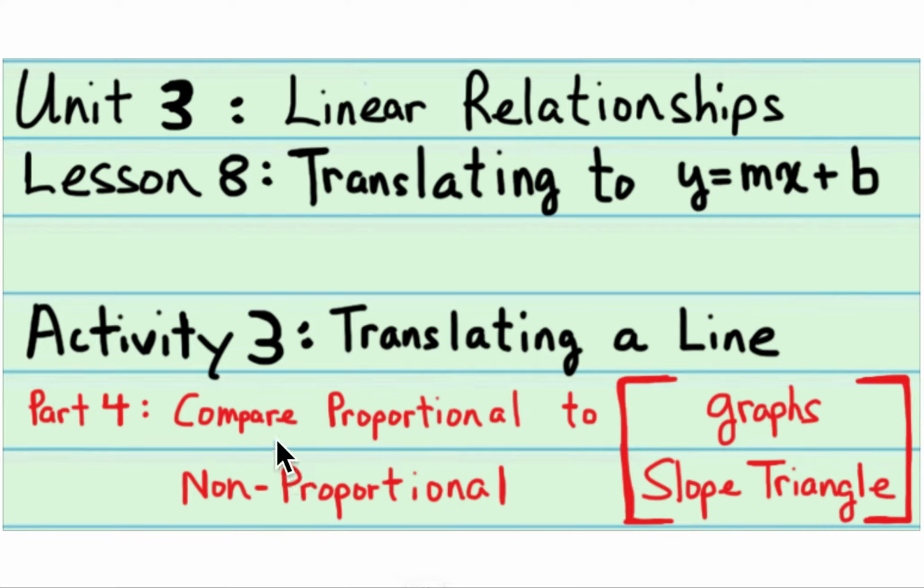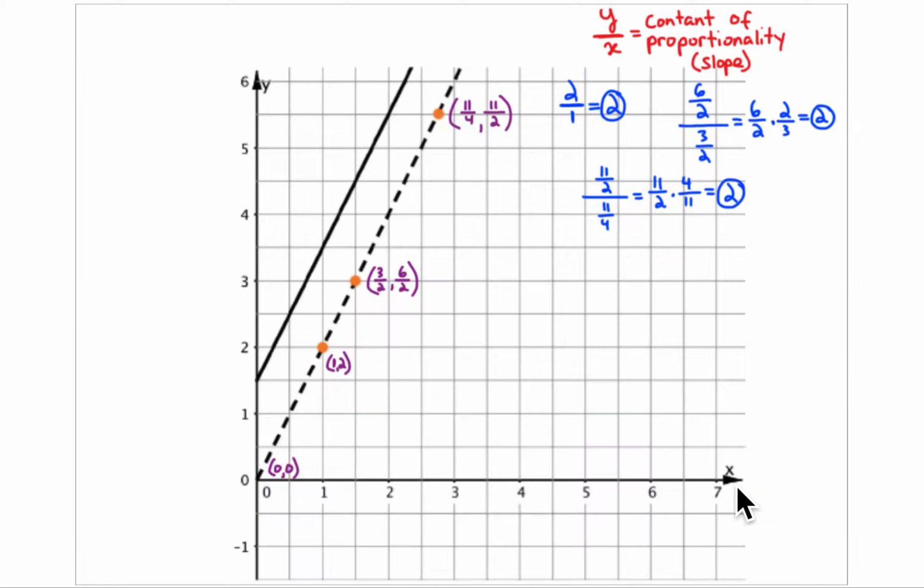This is the fourth part for activity 3, and in this part I'm going to compare the proportional relationship to the non-proportional relationship. I'm going to look at graphs for both of those and use the slope triangle for the non-proportional relationship and talk about what that means.